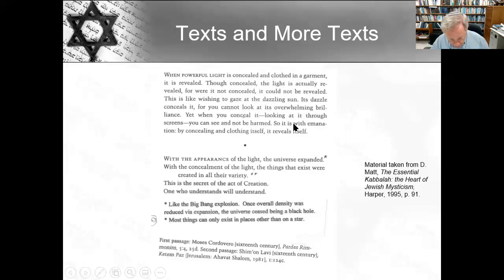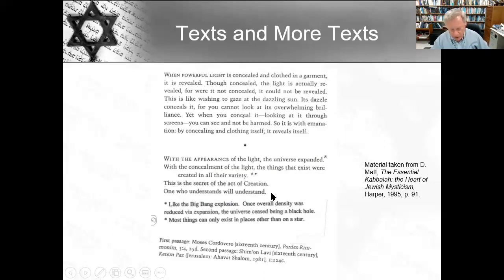Yet when you conceal it, looking at it through screens or a filter, like when you watch an eclipse, you can see and not be harmed. So it is with emanations. By concealing and clothing, it reveals itself. With the appearance of light, the universe expanded. With the concealment of the light, the things that existed were created in all their varieties. This is the secret of the act of creation.